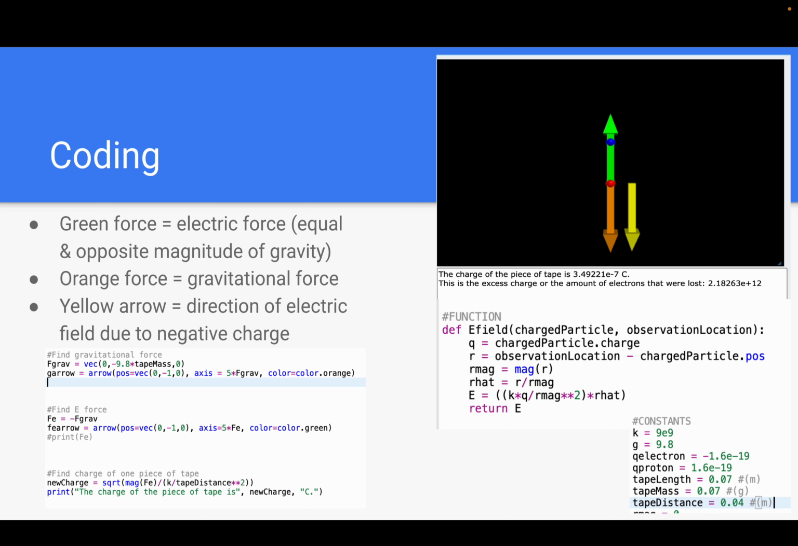So for the coding portion of the lab, the green arrow represents the electric force, which is equal and opposite in the magnitude of gravity. And the orange arrow represents the gravitational force, and the yellow arrow represents the direction of the electric field due to negative charge. Here we can find the respective code for each of the gravitational and electric forces, and then this is how to find the charge of one piece of tape. And this represents the E field and how to find it, and these are the constants I used in this coding project.